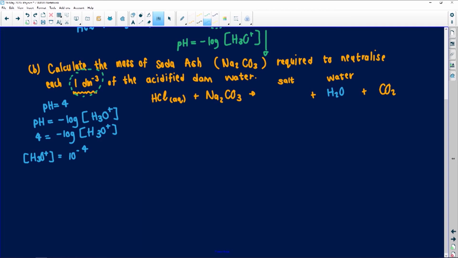How do you get your salt? See what you're going to have. This H went to the water, so I'm going to have sodium chloride. I'm going to have Na and Cl.